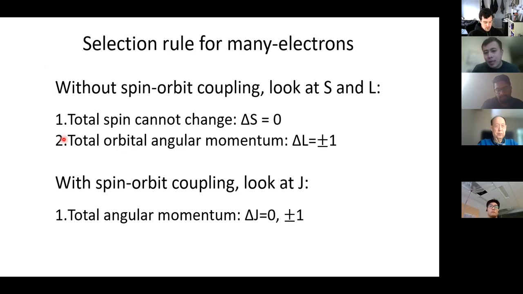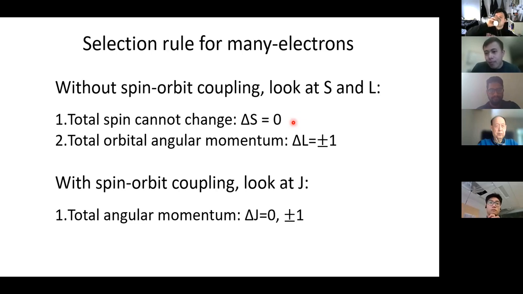And to summarize, the selection rule for the many electron system is, first of all, the total spin cannot change. This originates from the fact that we're exciting the whole system with photons, right? That photon is not actually doing anything to the spin part of the whole system. The second part is that we're now looking at the big L. So if we do not consider the spin orbital coupling, then we should just look at the big L.